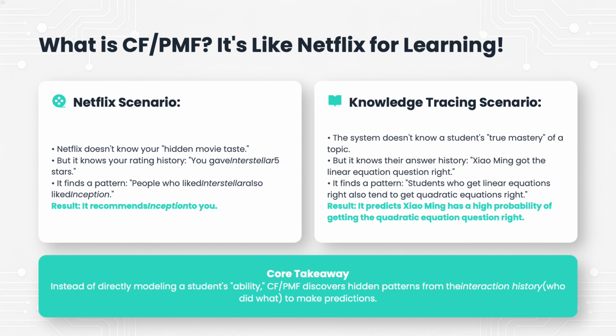Now, apply this idea to education. This is exactly what CF and PMF do in knowledge tracing. The system doesn't need to know the true ability of a student. It just looks at their interaction log, what problems they've solved, and whether they got them right or wrong. It then finds patterns in this data. The core idea is brilliant in its simplicity. Focus on the interactions, not the individual.